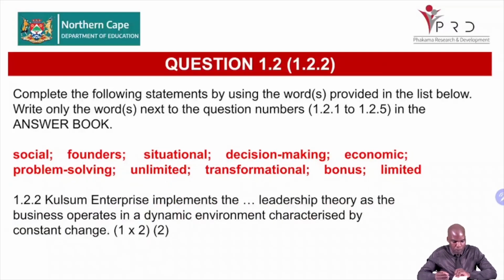Question 1.2.2. Coolsum Enterprise implements the dash leadership theory as the business operates in a dynamic environment characterized by constant change. What type of leadership theory is implemented by Coolsum Enterprise as the business operates in a dynamic environment? Dynamic means changing environment, right? It's not static, it's changing. So that's a dynamic environment characterized by constant change. So what type of leadership theory is used or implemented?